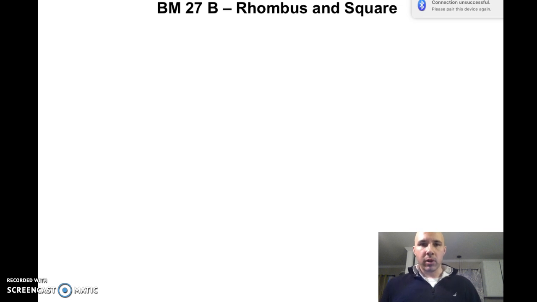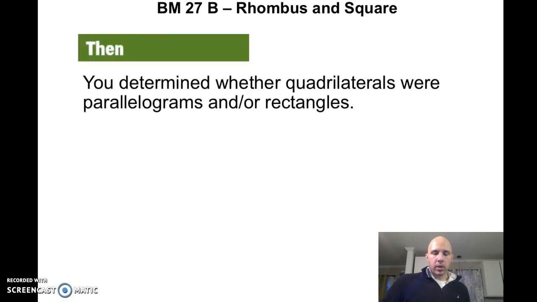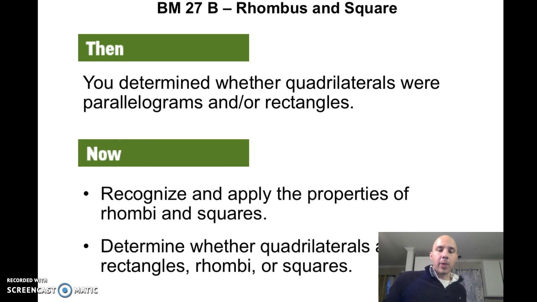We're working on benchmark number 27. This is the second part of benchmark 27. This is about rhombus, rhombi, and squares. In the last lesson we determined whether the quadrilaterals were parallelograms and/or rectangles. Today we're going to recognize and apply the properties of rhombi and squares, and decide whether the quadrilaterals are rectangles, rhombuses, or squares.